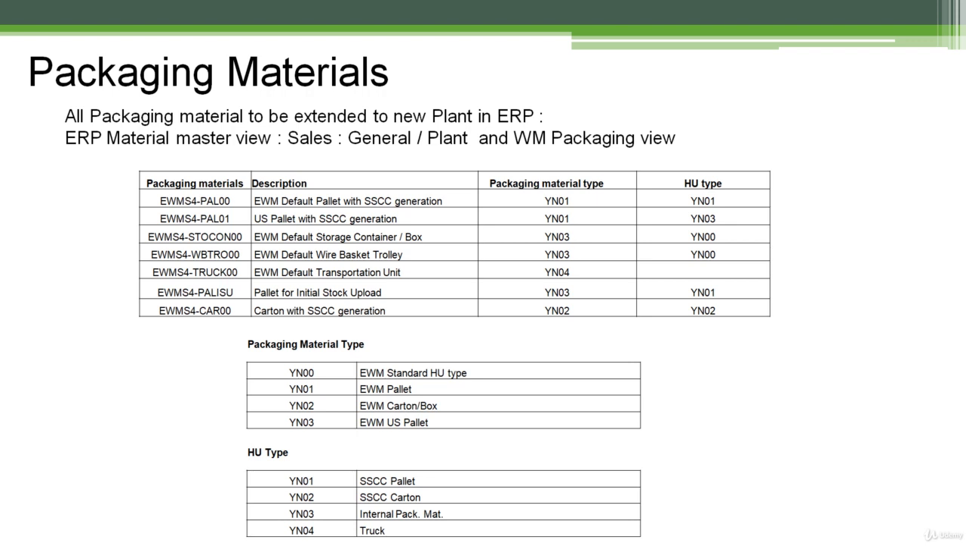We'll also make sure the WM packaging view is extended for these parts. All these packaging materials are also assigned to a handling unit type. YN01, YN02, YN03 and YN04 are the handling unit types that we plan to use for these packaging materials. There are two important fields for packaging material: the packaging material type and the handling unit type. So we are going to extend these packaging materials to our new plant warehouse and make sure the correct data is maintained for these two fields.